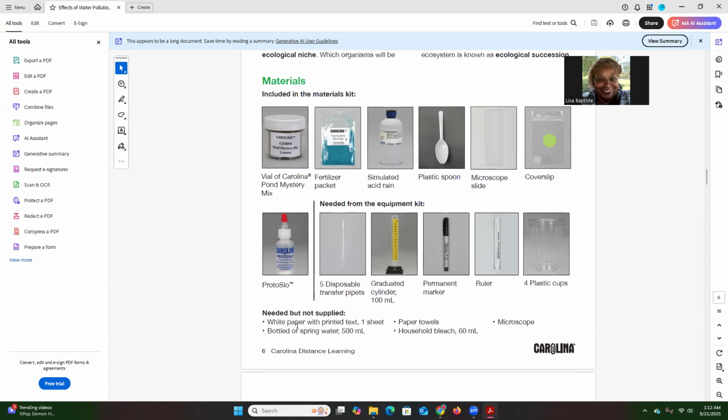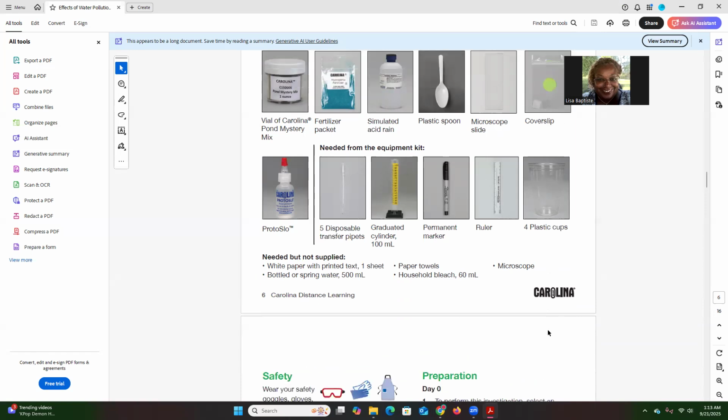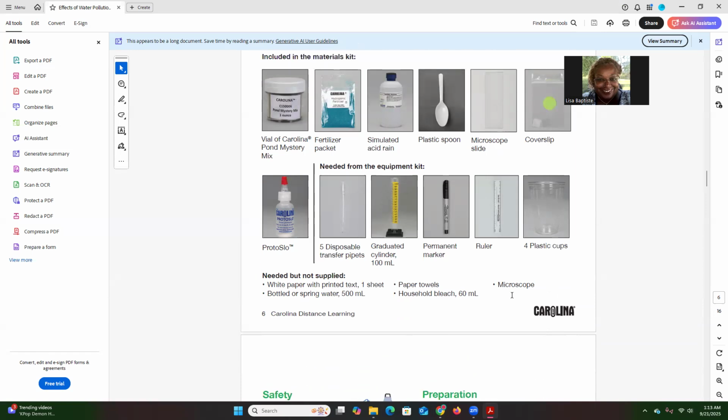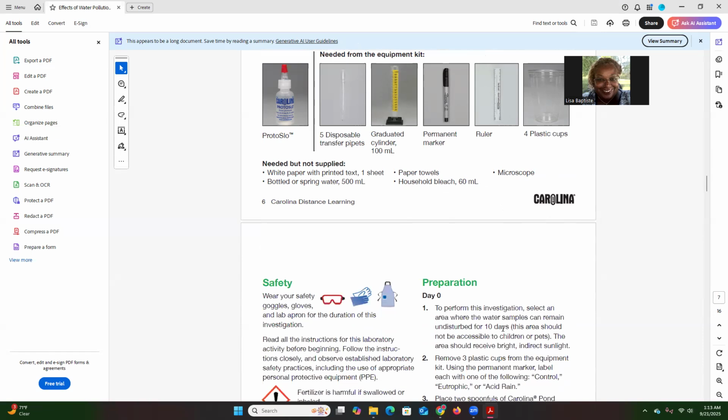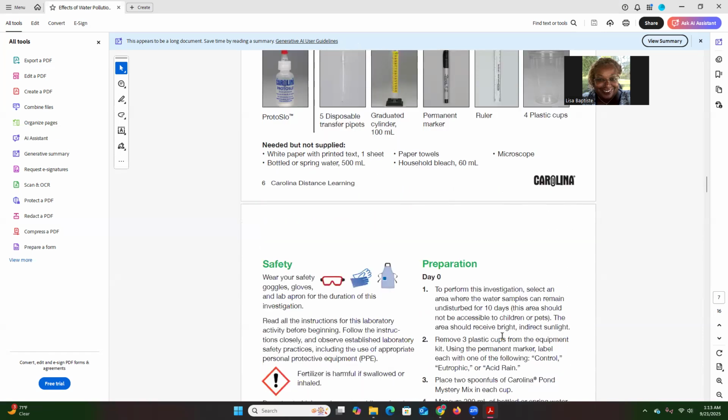And then the things that are needed but not supplied: white paper with printed text, 1 sheet of that, bottled or spring water, 500 milliliters, paper towels, household bleach, 60 milliliters, and a microscope. Okay, those are the things that you will need to supply. The microscope should be coming, so that should be something that you will have as well.